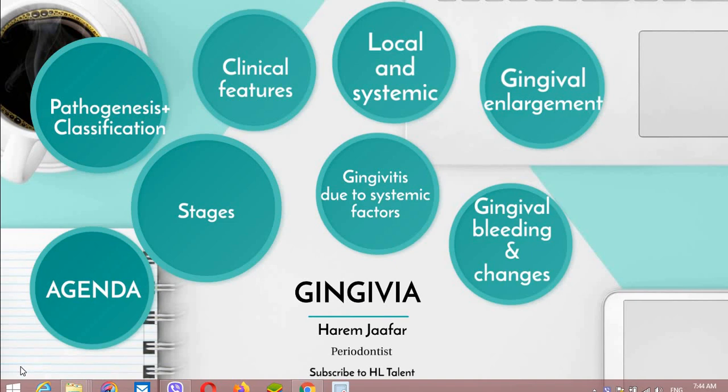In the previous lecture, we talked about pathogenesis and classification of gingivitis, stages of gingivitis, clinical features, biofilm-induced gingivitis without local factor, and biofilm-induced gingivitis with local contributing factor. We talked about gingivitis due to systemic factors, and we mentioned 7 systemic factors that are causing gingivitis.